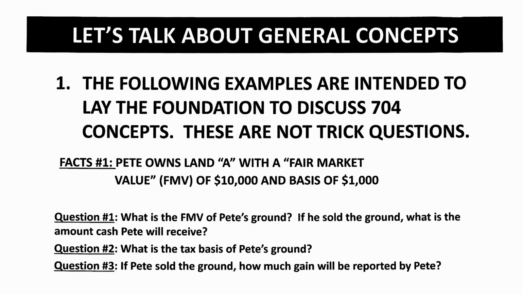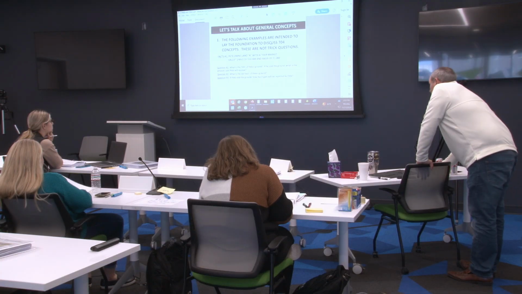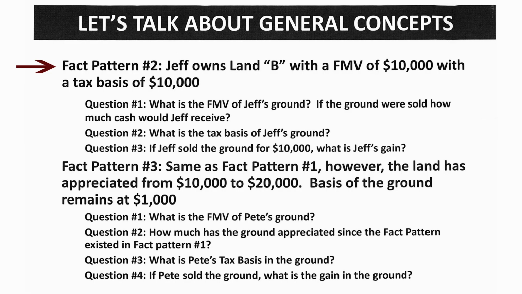Okay, this is fact pattern number 1. Under this fact pattern, what is the 704B capital account? So that'd be the fair market value of $10,000 of the land that Pete owns. Everybody go with that? What about 2? So Jeff owning the land with fair market value of 10,000.